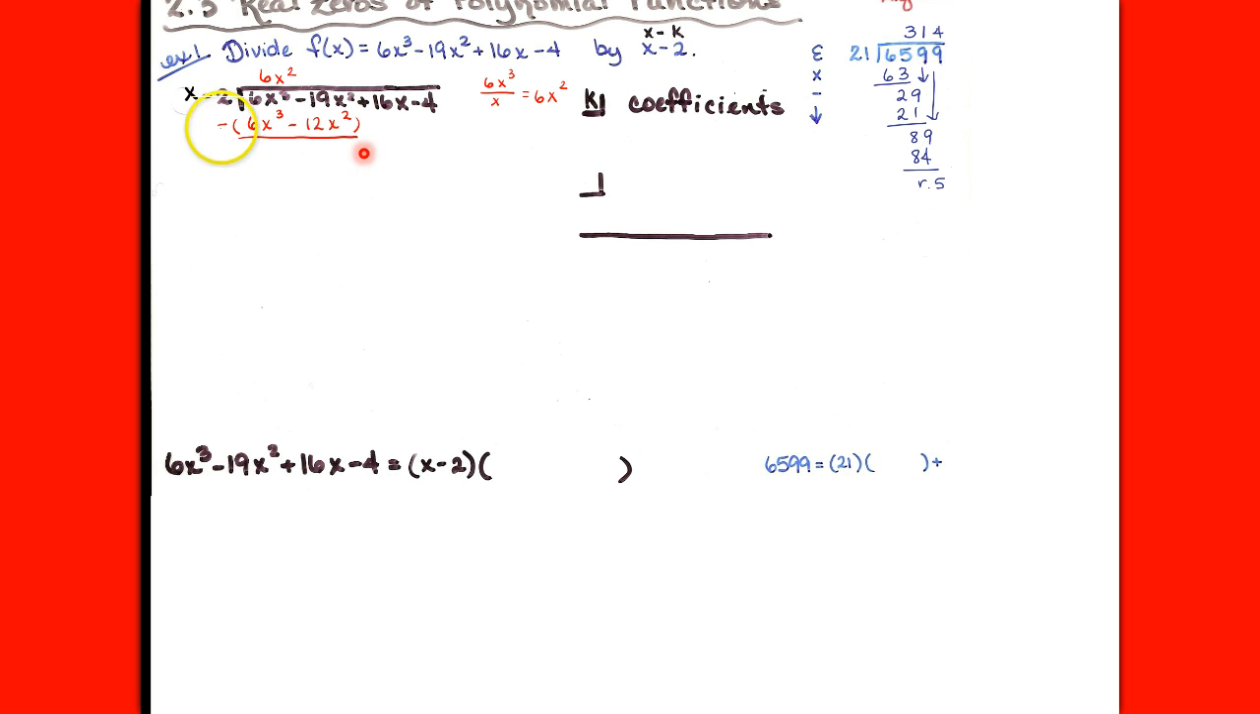So I usually put that in parentheses so I don't forget that I'm subtracting that whole quantity. So I change every one of those signs. That would be minus 6x cubed, and minus a negative would give me plus 12x squared. All right? So again, if I've done this correctly, this first term is going to cancel out every time, leaving me 0. But then over here, a negative 19 and a positive 12 is going to give me a negative 7x squared.